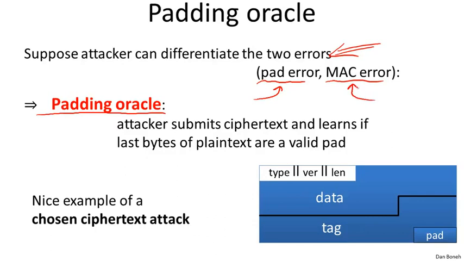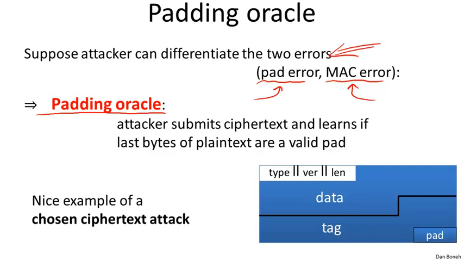As a result, after submitting the ciphertext to the server, the adversary can tell whether the last bytes in the decrypted ciphertext have a valid pad or not. In other words, whether the last bytes in the decrypted ciphertext end with 1 or 22 or 333 or 4444 and so on. So the adversary learns something about the decrypted ciphertext just by submitting the ciphertext to the server.